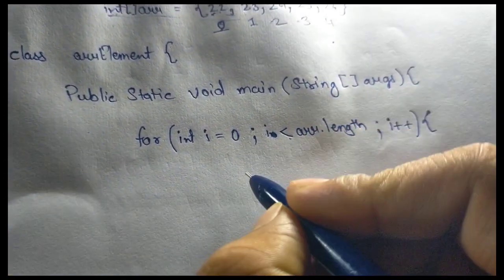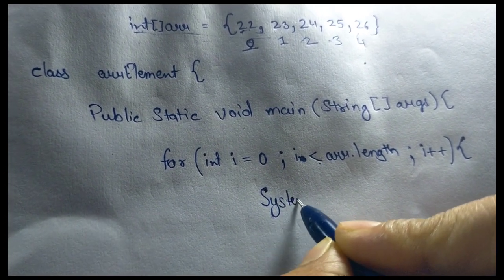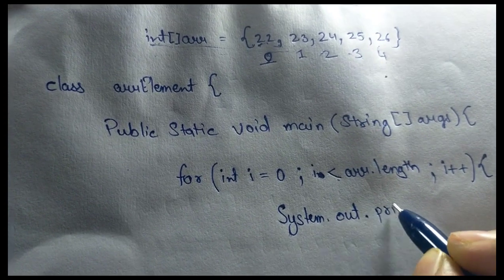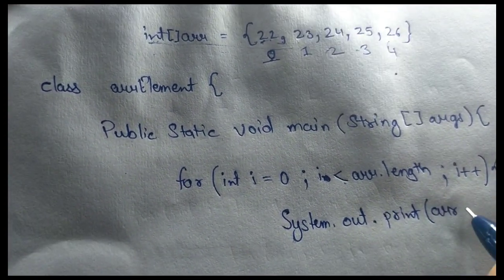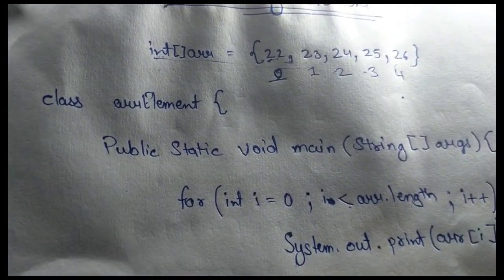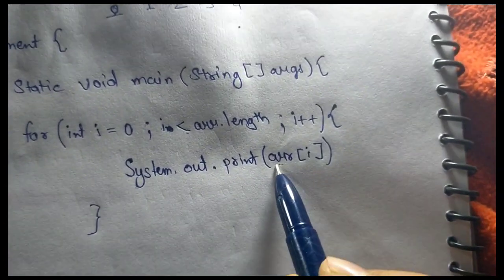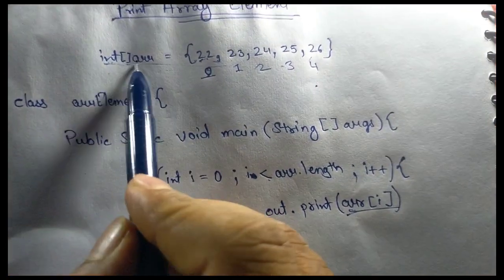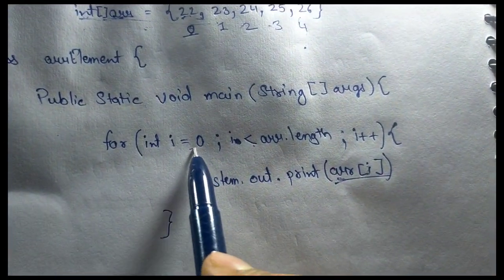After that, what we will do, we make System.out.print. What do we print? We want to print array of i. Now what is array of i? Array means the name of that array, and i is the index value.